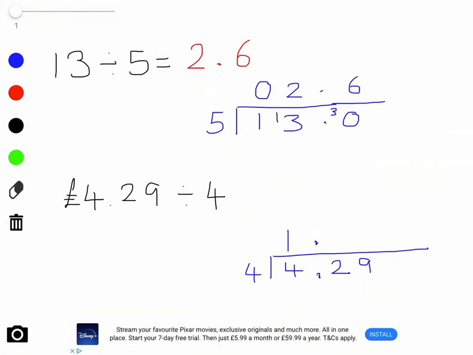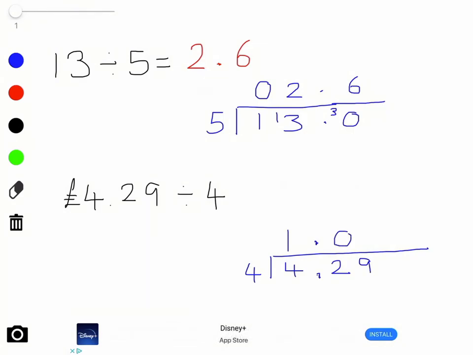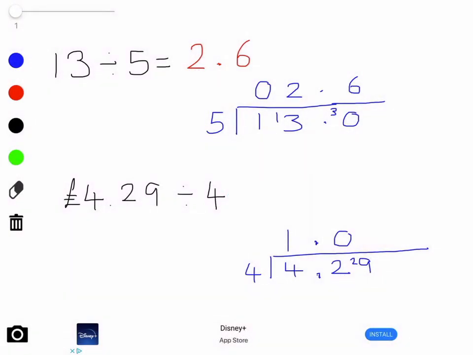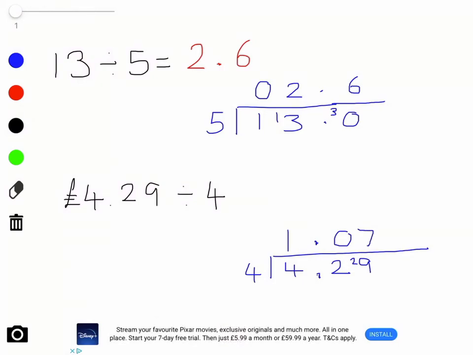How many 4s go into 2? Well, I can't do that, so I must put my 0. It's really important. And I carry my 2 over to make 29. How many 4s go into 29? The answer is 7. But I do have a remainder of 1 left over. Now again, I have to put that 0 placeholder in and I carry the 1 over.